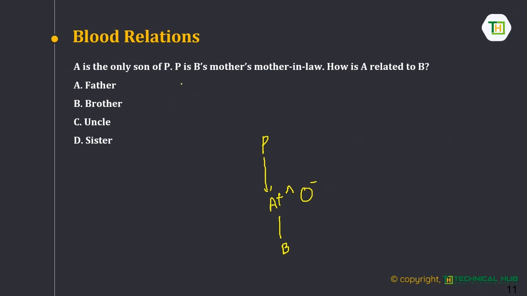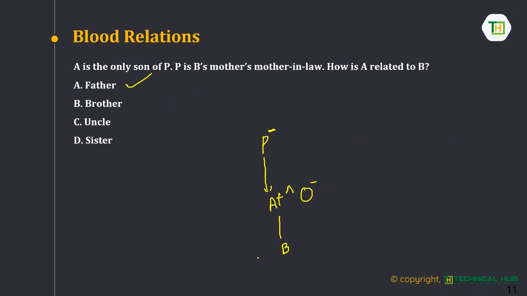So P is B's mother's mother-in-law. B's mother means A and B's child. Mother's mother-in-law means female, taken as minus. So how is A related to B? A is related to B as father. Simple. A is the only son of P, and P is B's mother's mother-in-law. This is the only one position, one chance. So the answer is father.